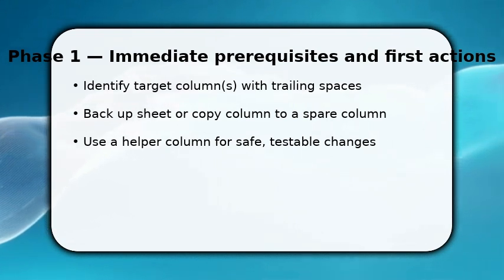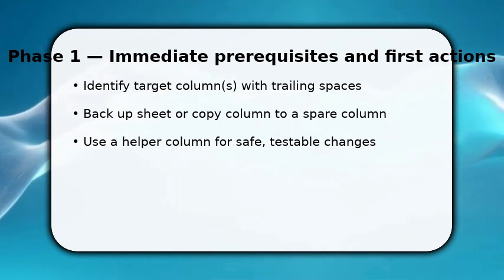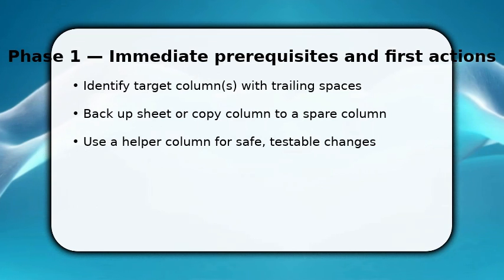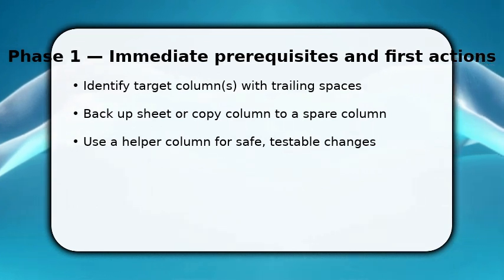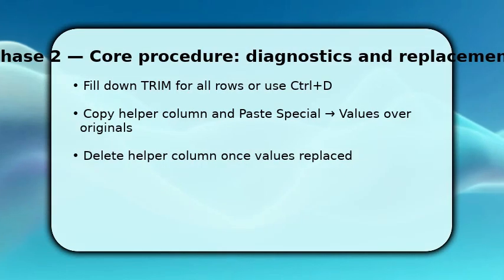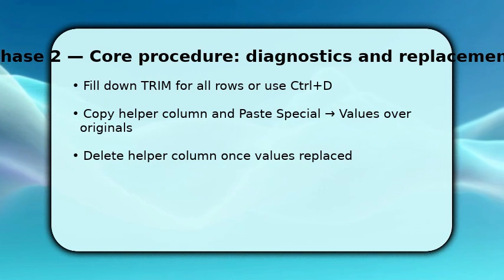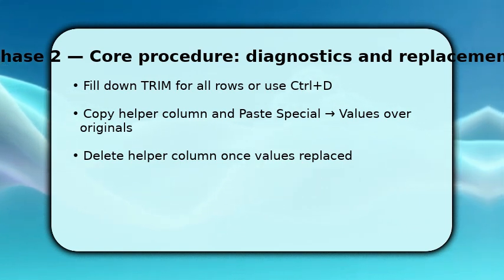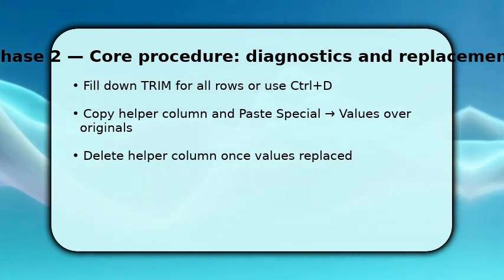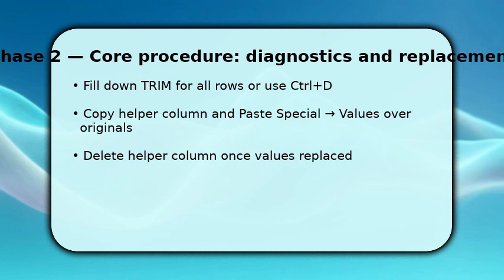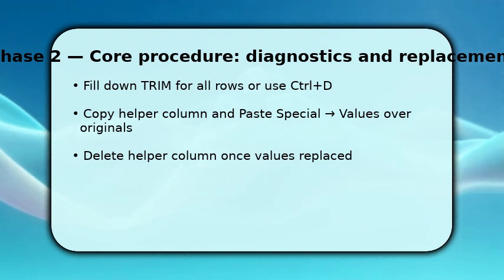Make sure to fill down the formula for all rows, because applying it to every cell ensures consistent cleanup before you replace original values with the cleaned results. Now convert formulas to fixed text. Select the helper range, press Ctrl+C, then right-click the original column and choose Paste Special > Values. This replaces formulas with the trimmed text, preventing later recalculation issues.